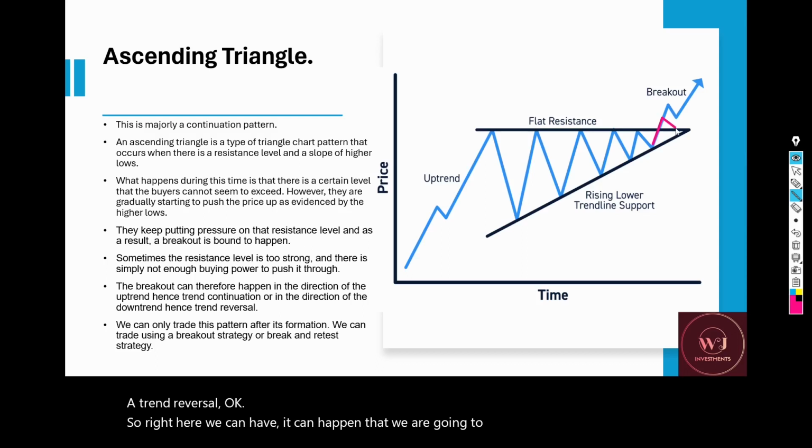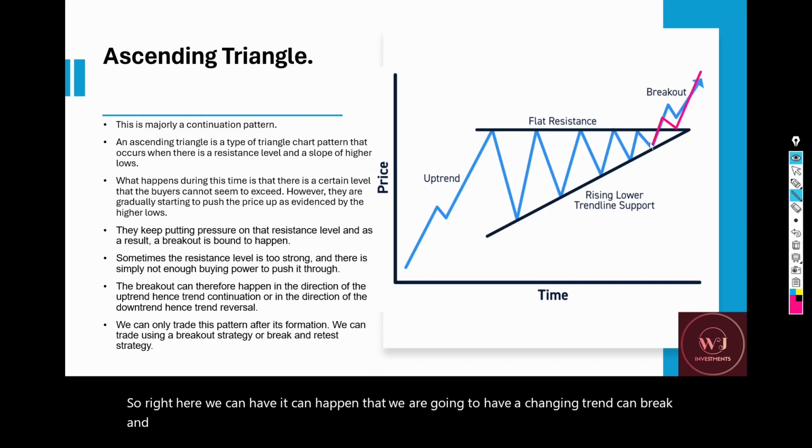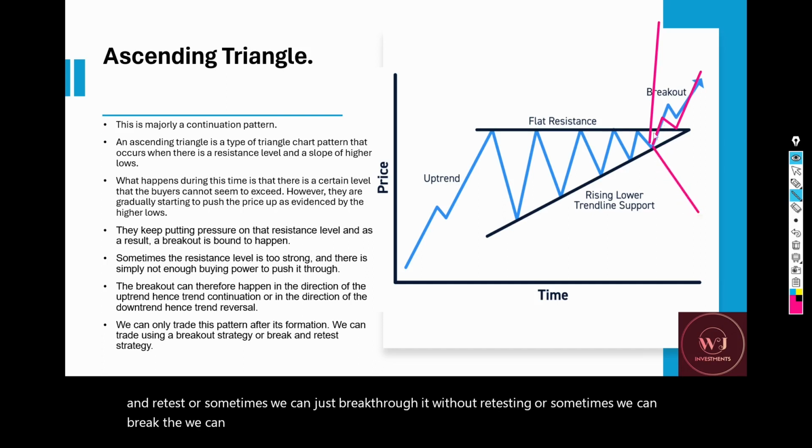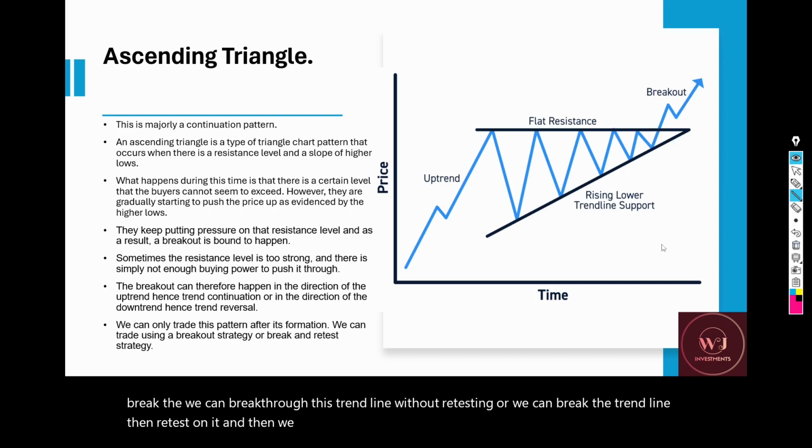Okay, so right here it can happen that we have a change in trend, either by breaking through the trend line without retesting, or we can break the trend line, then retest on it, and then we change the trend.